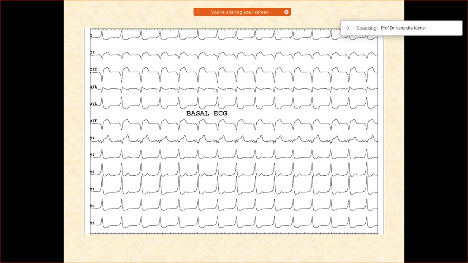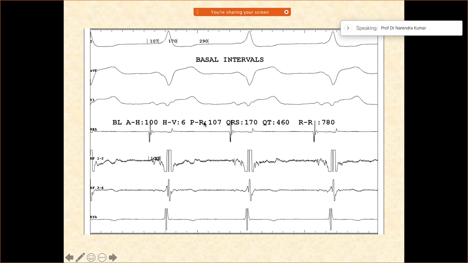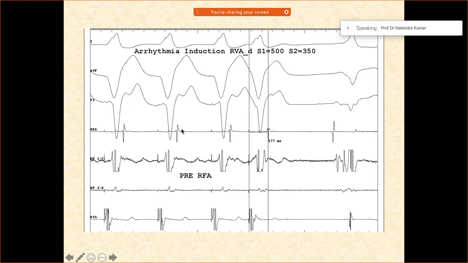So what about the right sided or the septal pathways? Some of the VA conduction can be decremental or non-decremental as well. So we will try to give you again an example. The basal ECG, for example: if you look carefully from V1 to V6, from V1 to V2 there's an acute transition of the QRS. That's what we see over here. And then coming to the basal intervals, AH is fine, but HV is very, very short. HV is only 6 milliseconds.